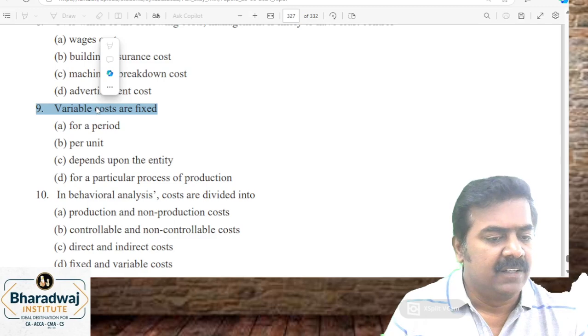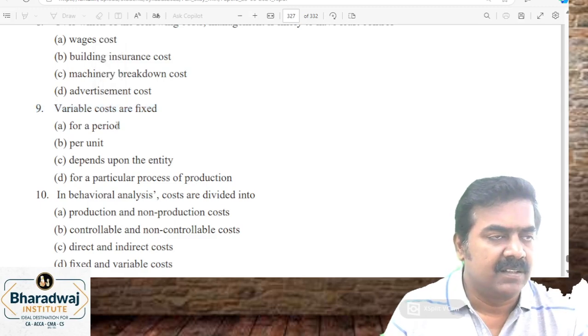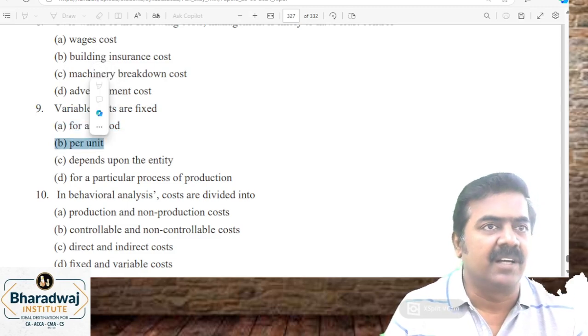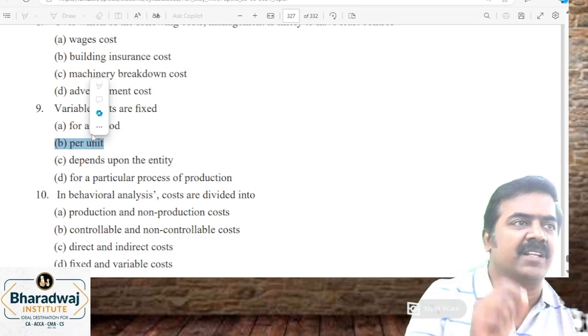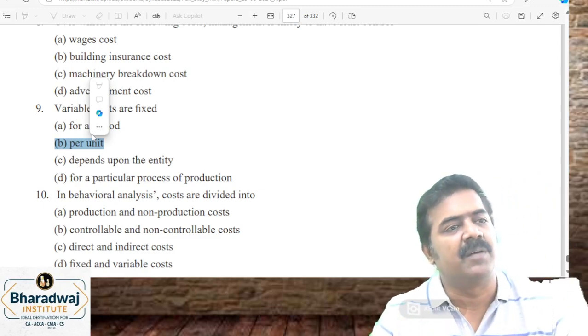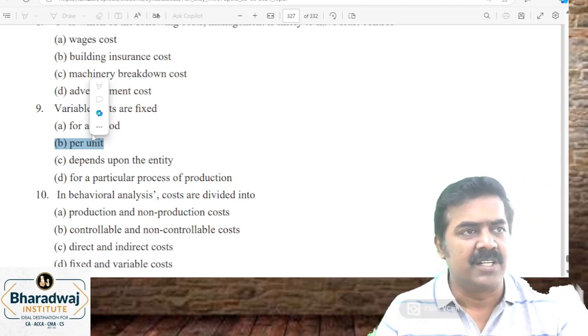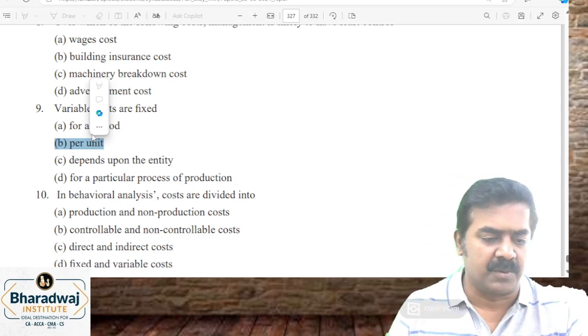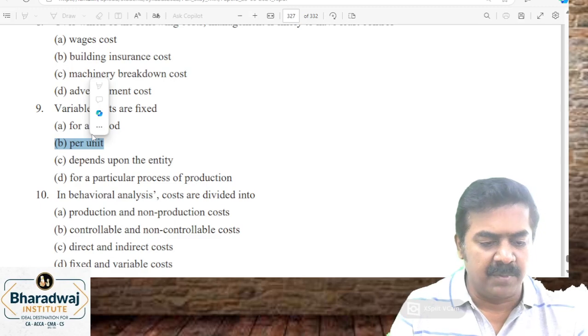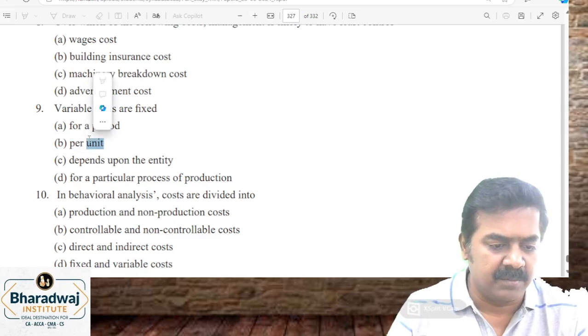9th one. Variable cost is fixed per unit, while fixed cost is fixed for the period. For every unit, the variable cost will come. So it is also called unit cost. It is also called which one? Unit cost. So variable costs are fixed per unit.